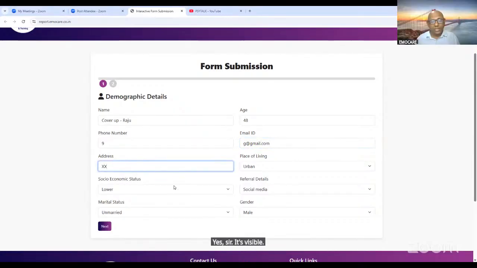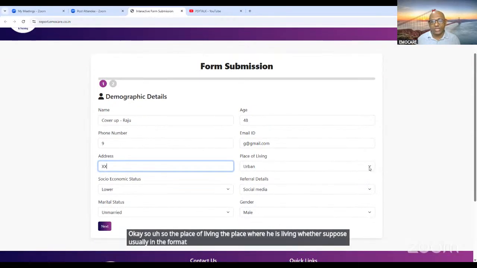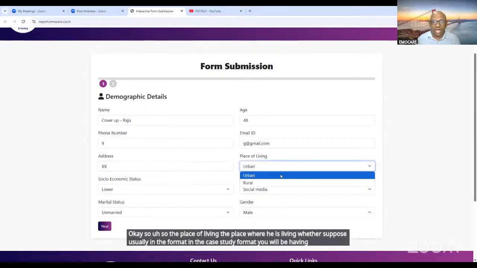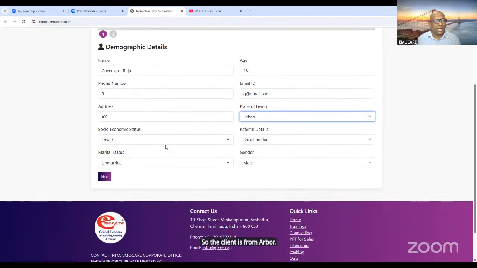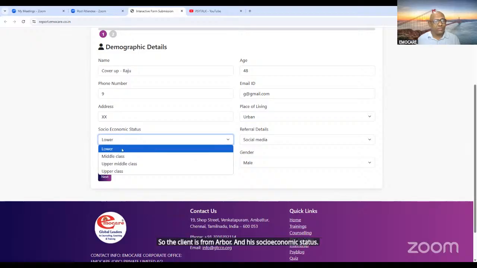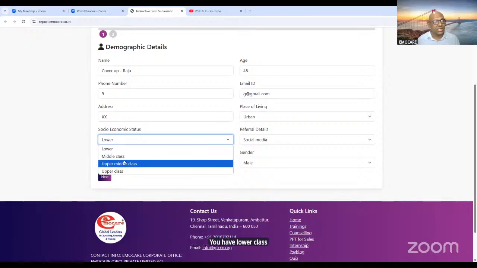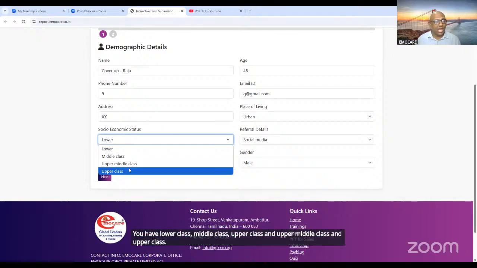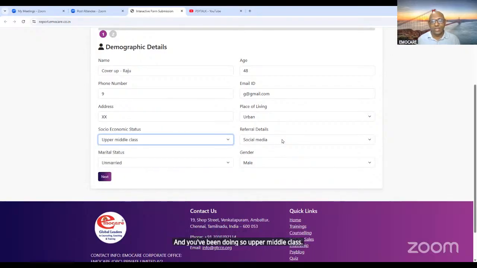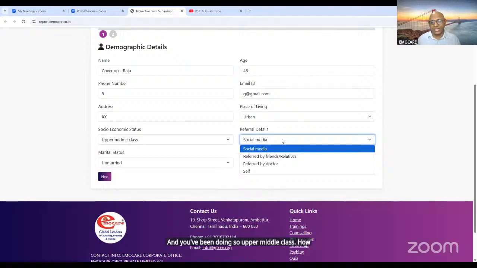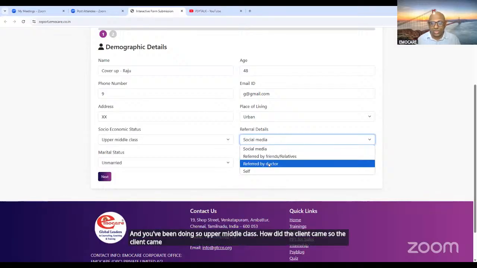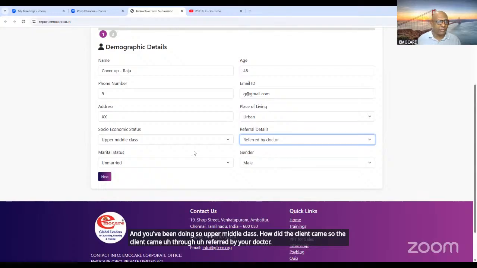Okay. So the place where he is living: usually in the case study format, you will have whether they are living in urban or rural. So the client is from urban. And for socio-economic status, you have lower class, middle class, upper middle class and upper class. He pertains to upper middle class. How did the client come? The client was referred by a doctor.